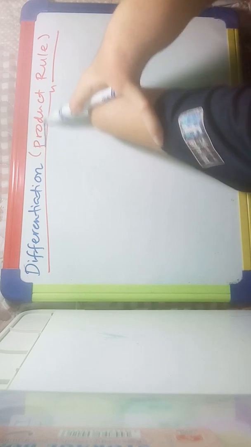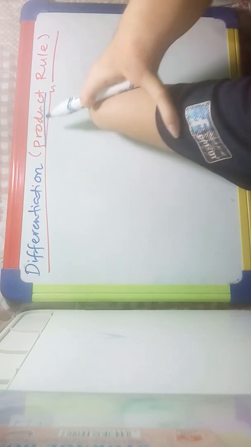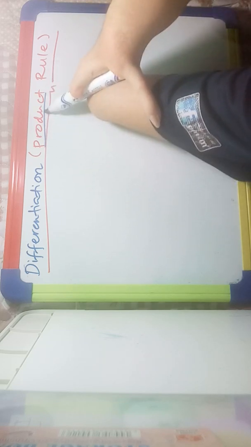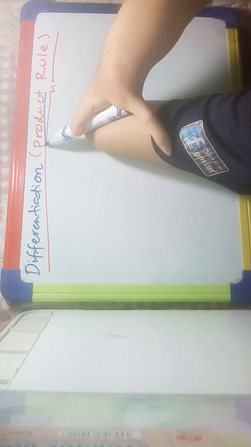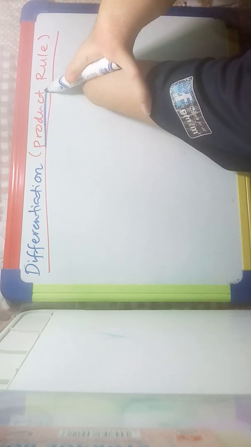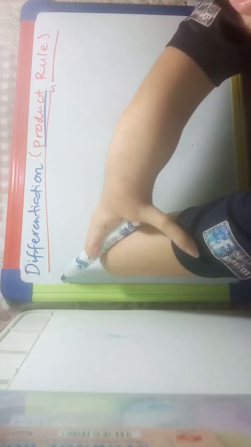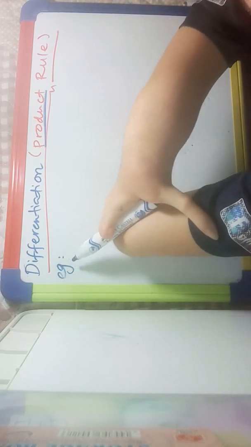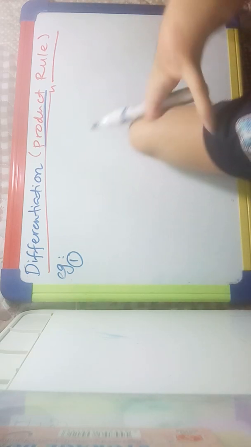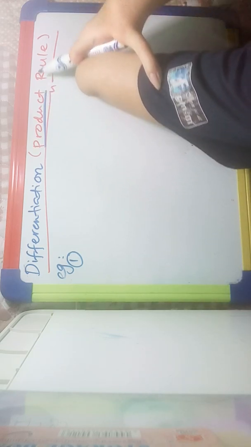Today we will proceed with the next type of rule in differentiation. We call it the product rule. When you see this rule, product rule, it is simply something like multiplication. Product means multiplication. How do we recognize the type of question when we should use the product rule?